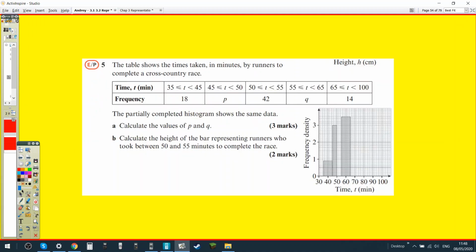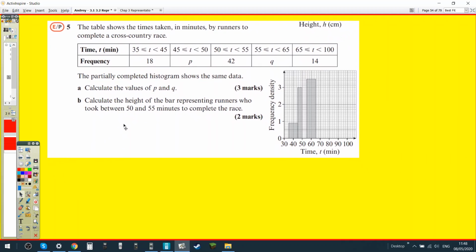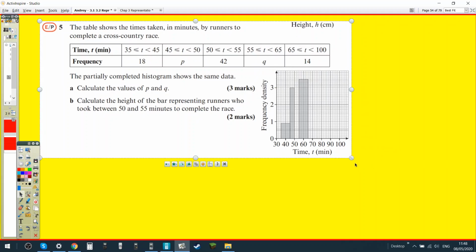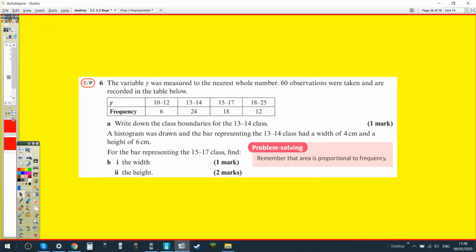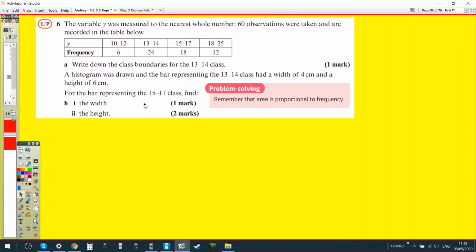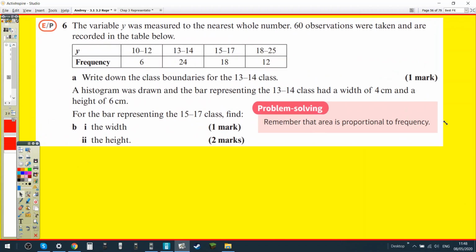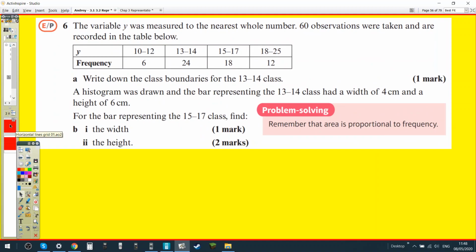So, let's see this one. Partially completed histogram. Calculate the values of P and Q. That's fine. Calculate the height of the bar. Let's see. Height is up there. What is meant by part B? Oh, so it's just fill in the bar. Yeah, same thing again. Yes, let's try this.